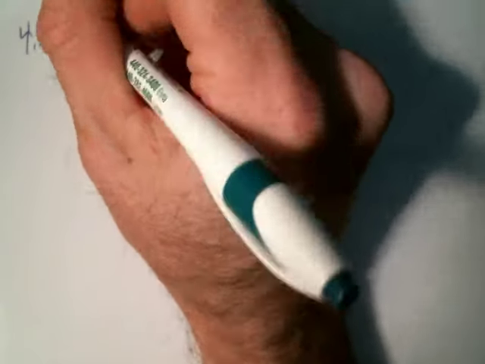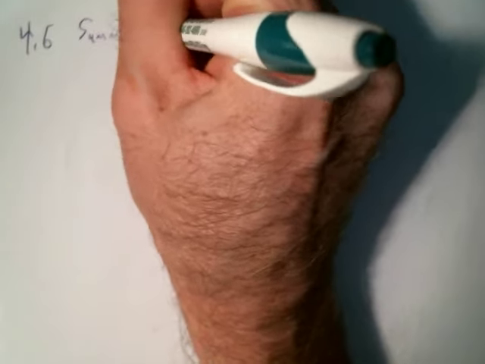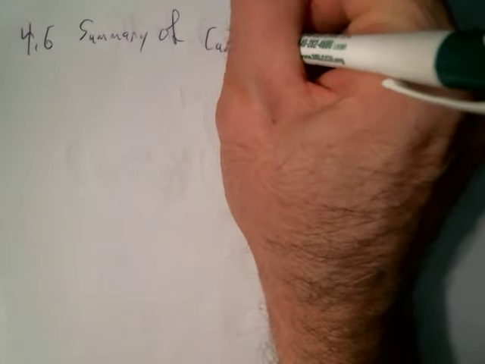Okay, welcome back. This is on curve sketching. So we'll combine all these ideas that we've been developing in Chapter 4, the first derivative, second derivative information, along with the horizontal asymptotes. We'll combine all that information to graph pretty much anything you can imagine. Okay, so 4.6 is a summary of curve sketching.